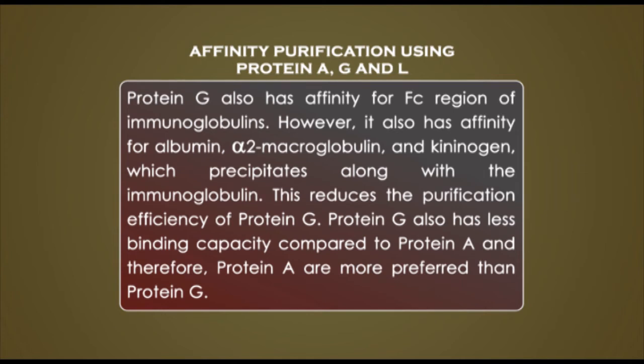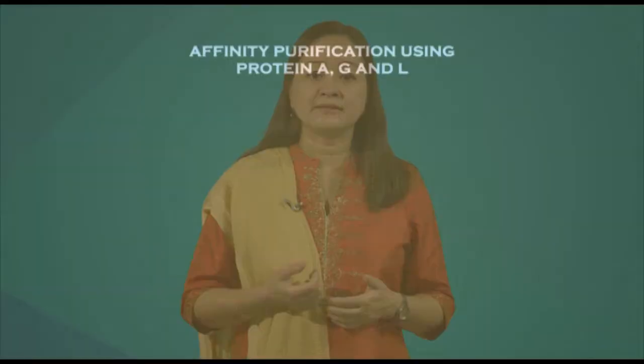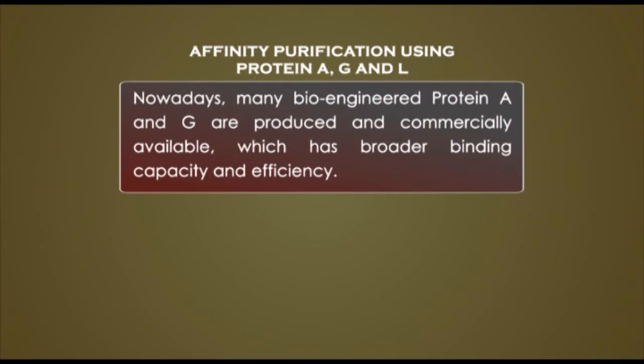Protein G also has less binding capacity compared to protein A, and therefore protein A is more preferred than protein G. However, protein A has restricted binding to immunoglobulins of only a few species. Nowadays, many bioengineered protein A and G are produced and commercially available, which have broader binding capacity and efficiency.